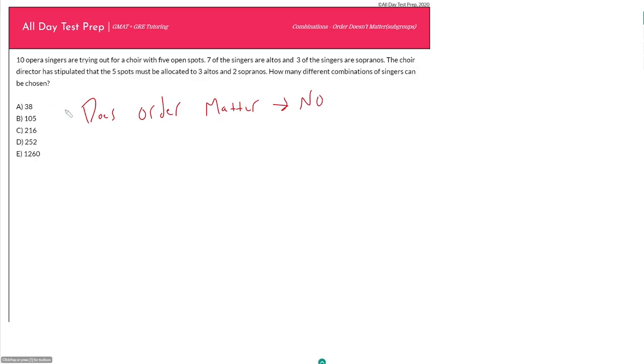Now, the second thing I usually like to do is write out the pool of people I have to draw from. So in this case, they say I got 7 altos. These are nameless, faceless altos. So I'm just going to make 7 A's: 1, 2, 3, 4, 5, 6, 7. And then I have 3 sopranos. That is my pool to choose from. And then I got 5 spots.